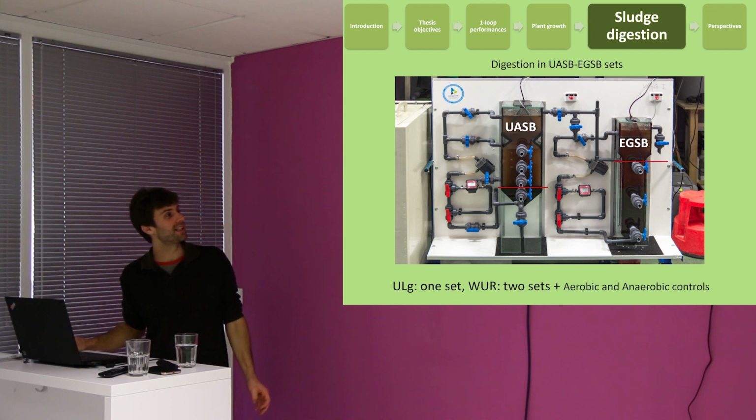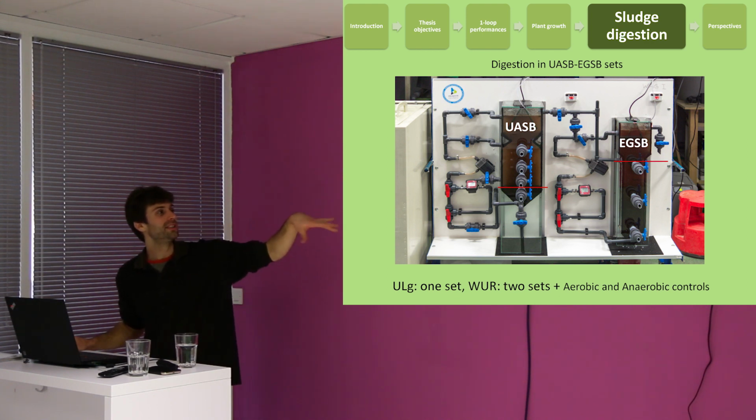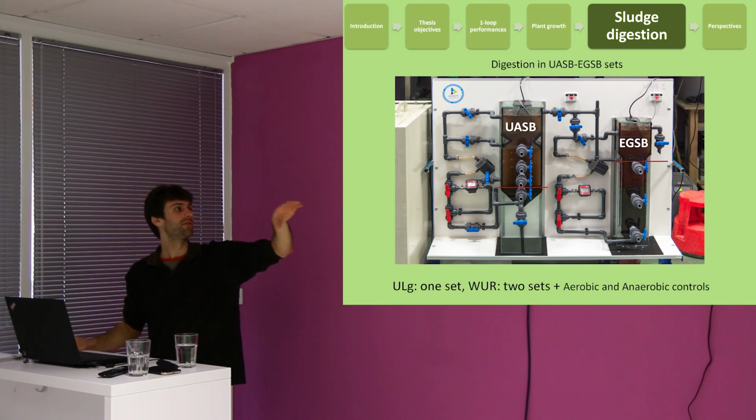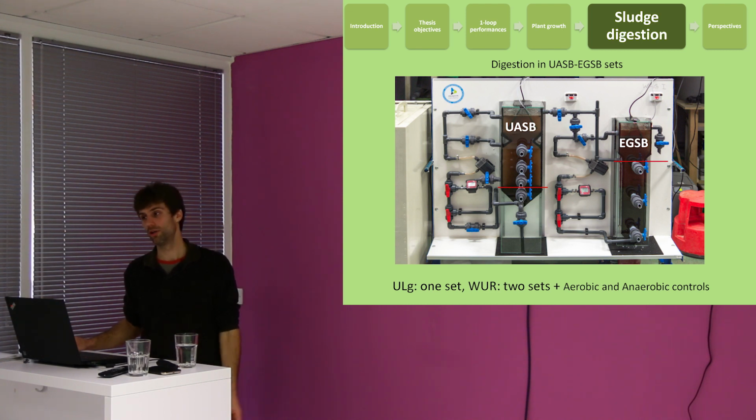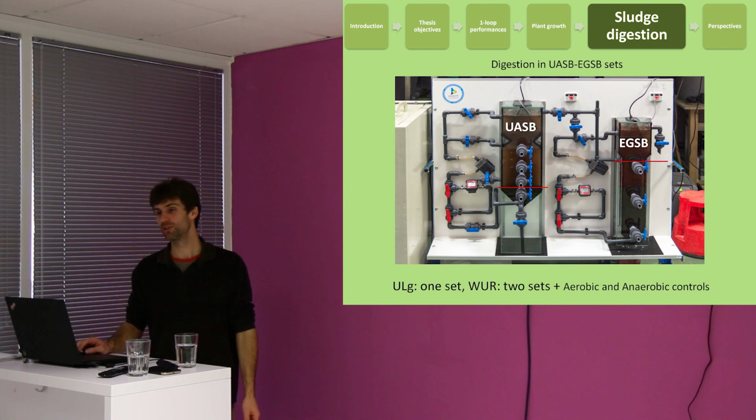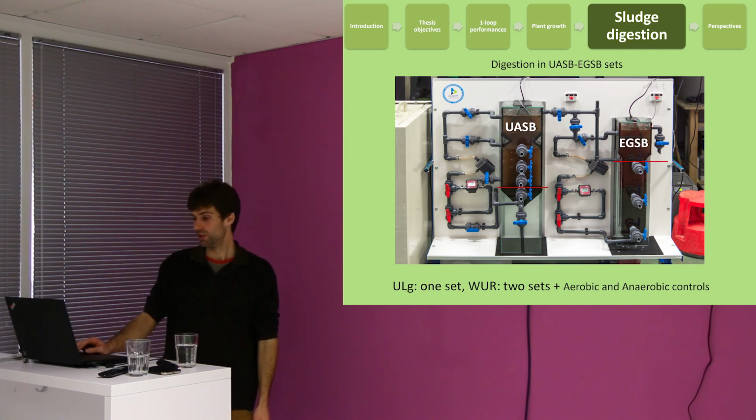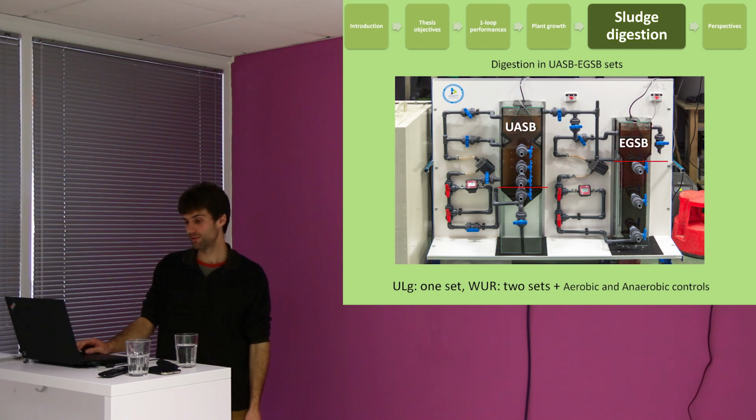So we found that you definitely need to treat the effluent of the UASB. We found that an EGSB, expanded granular sludge blanket, will be good for the post-treatment of UASB effluents. So we tested the same values, so sludge reduction and sludge mineralization.